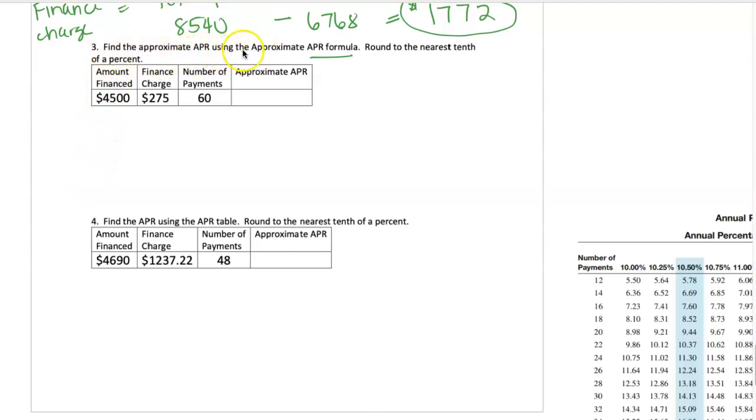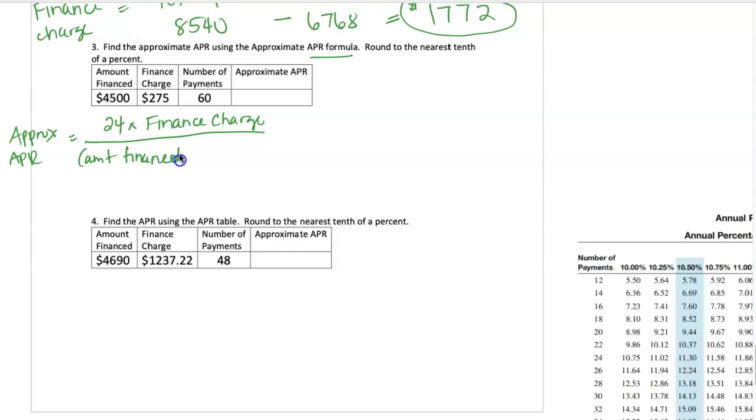Find the approximate APR using the approximate APR formula. So to remind you of that formula, the approximate APR is going to be 24 times the finance charge in the numerator, and our denominator is the amount financed times 1 plus the number of payments. Make sure you can read that handwriting.